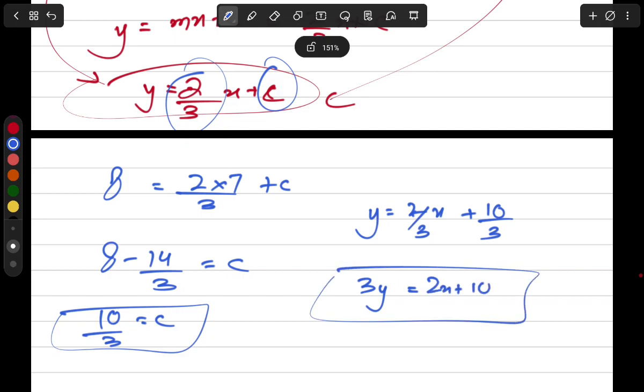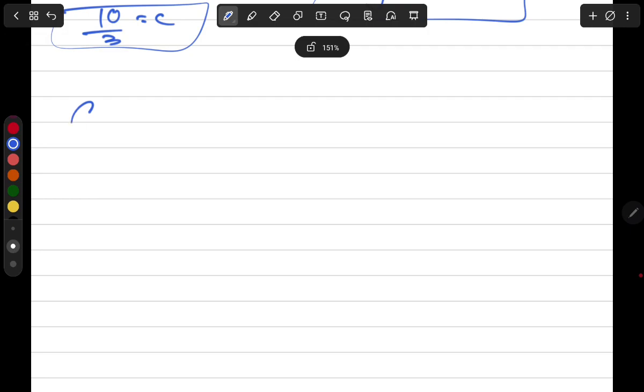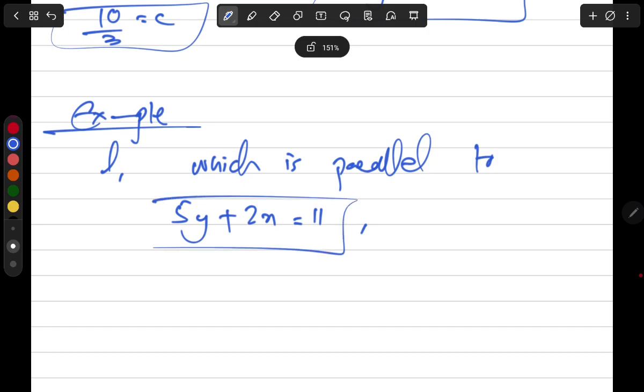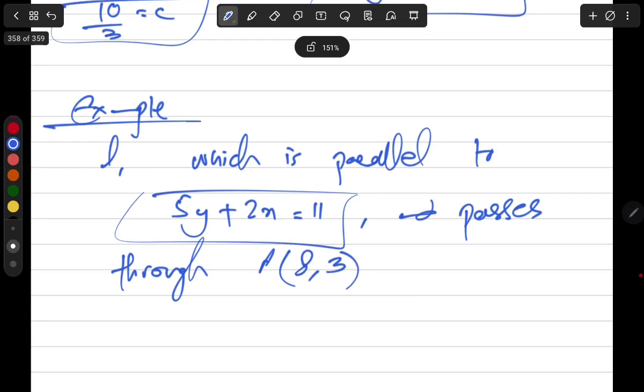Now you may also be given a question, so there's another example which says: find the equation of L1 which is parallel to 5y plus 2x equals 11. This L1 is parallel to this line and passes through a coordinate P, which is 8 comma 3, right?